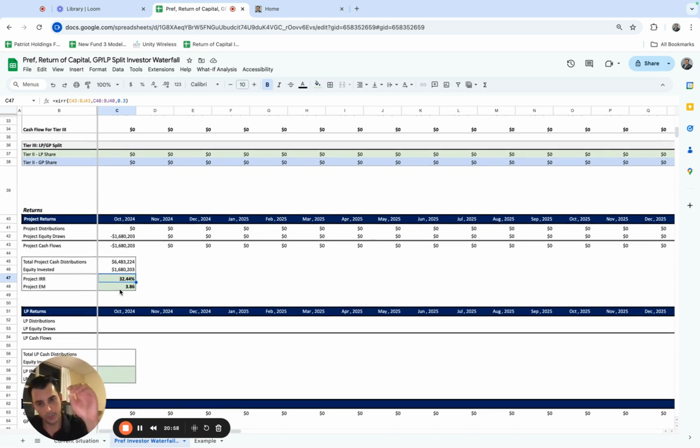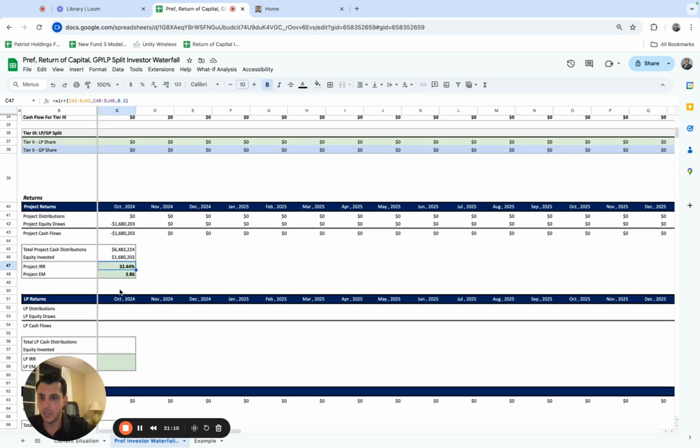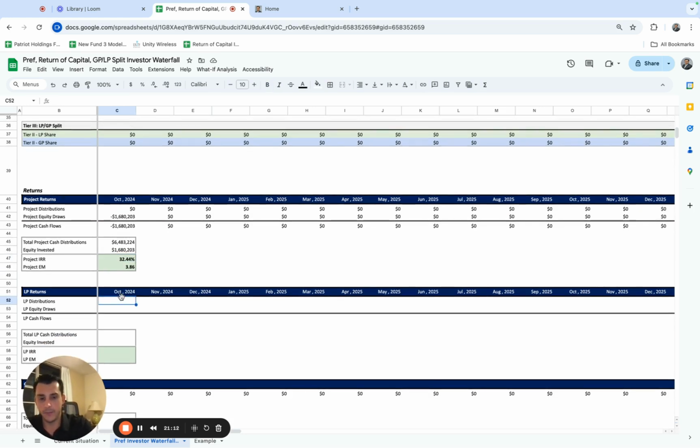Now, remember, from the project, the GP gets some of that for being the magic maker here. They're managing everything, finding the deal, selling it. They're creating the value. And then the LP gets part of the returns for actually giving the money too. So let's do the LP first.